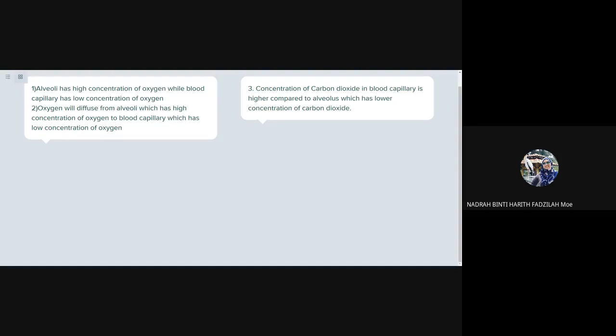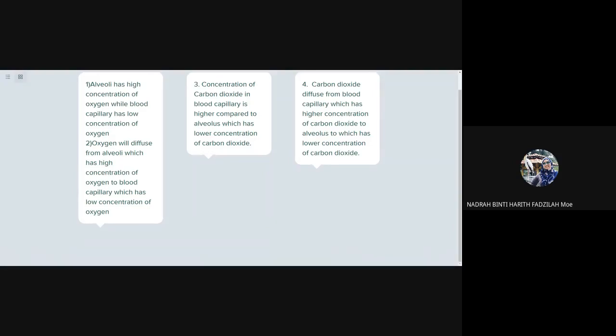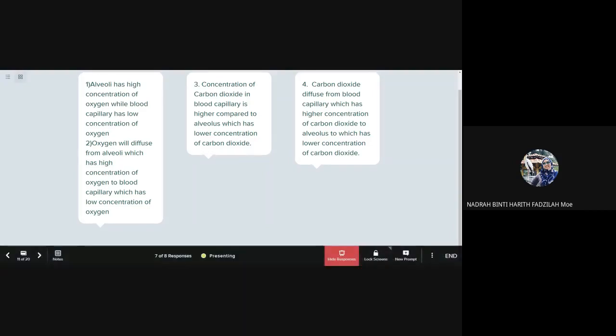So for example dekat sini, jawapan yang saya tengah pamerkan dalam Google Meet ni is a complete answer ya. Perhatikan dekat sini. For oxygen, high concentration gradient dia is in alveolus, low concentration area dia is in the blood capillary. Number 1. Number 2, therefore, Atirah tutup dengan oxygen diffuse from alveolus to blood capillary.